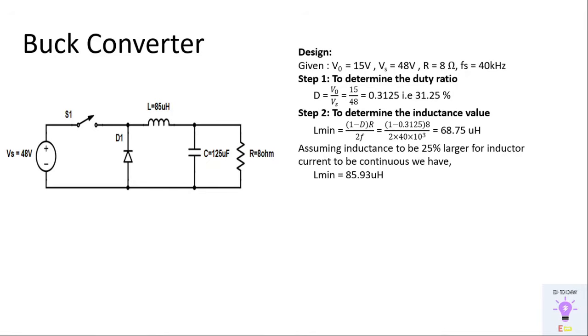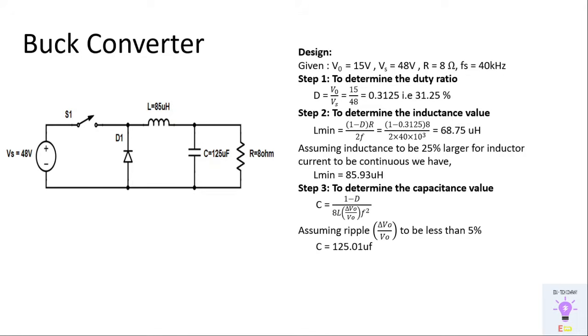The second step is to determine the inductance value. This is one of the most important steps. Once you find an inductance value, for example, in this case, we have 68.75 microhenry, it is very important to make it 25% larger than the value that we have chosen, just to make it continuous if you're operating it in continuous mode.